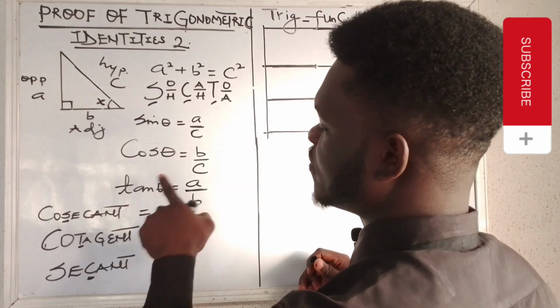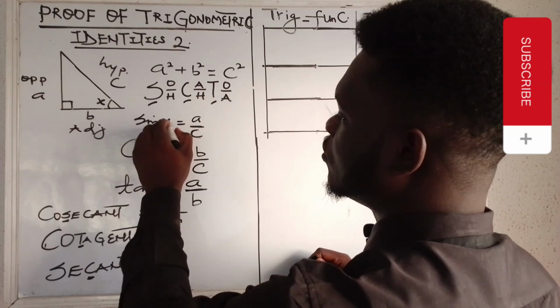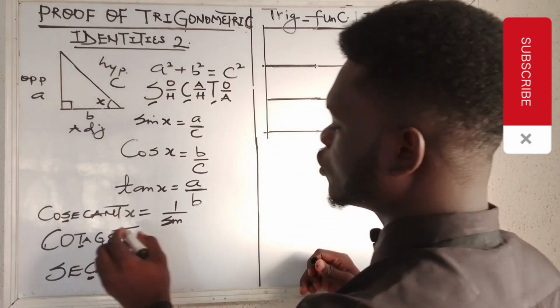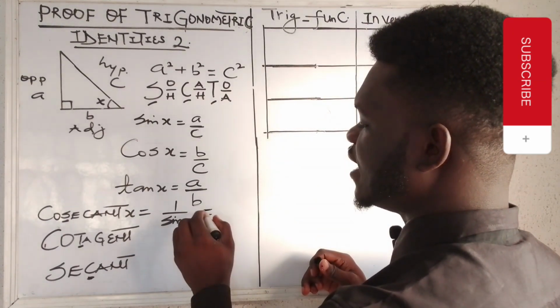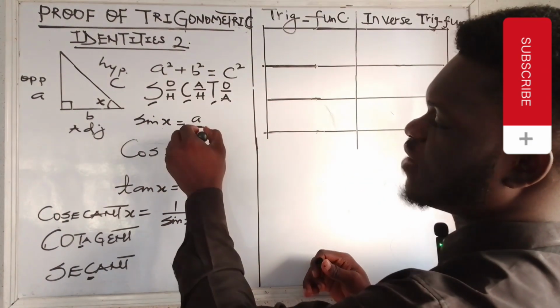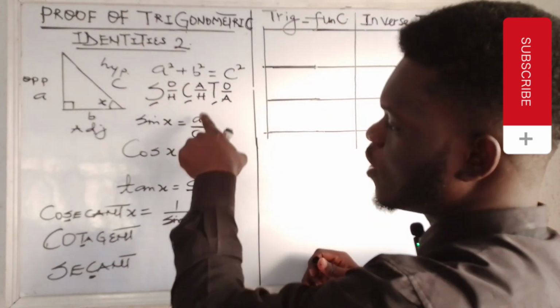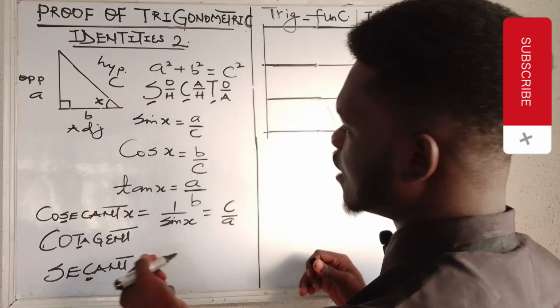Sorry, we are using x. Don't forget that's what we made our angle. So cosecant x is going to be equal to 1 over sine x. And 1 over sine x will be equal to what? Since sine x is equal to A over C, 1 over sine x is going to be the inverse of A over C, which is C over A.